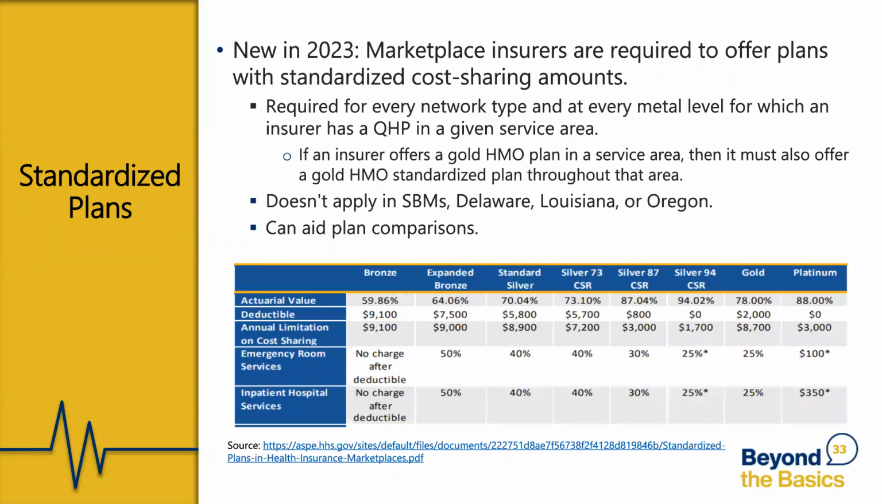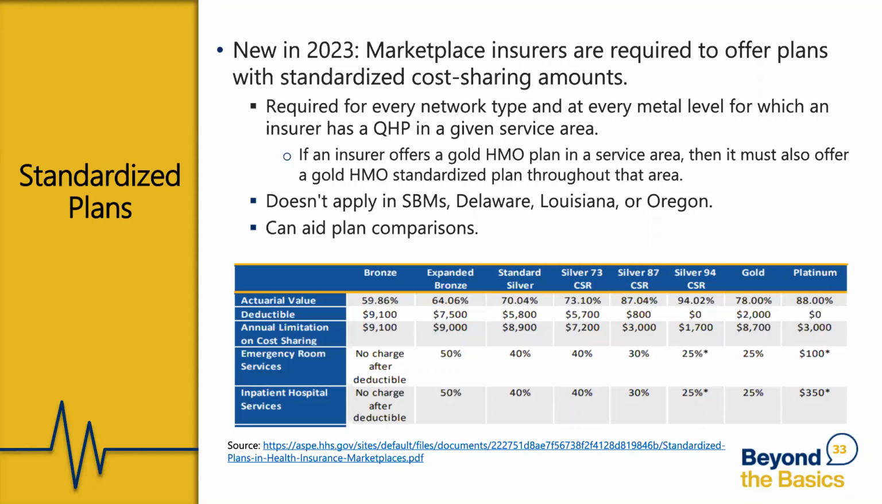And then new for 2023, marketplace insurers are going to be required to offer certain standardized plans, meaning that the plans have standardized cost sharing amounts. And this is a new thing that, I think, could be very helpful to folks. The plans are required for every network type and at every metal level for which an insurer is offering a QHP in a given service area.